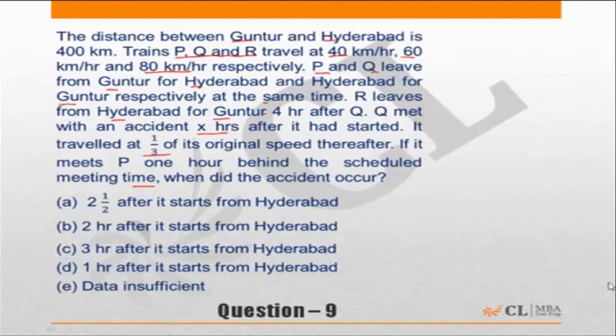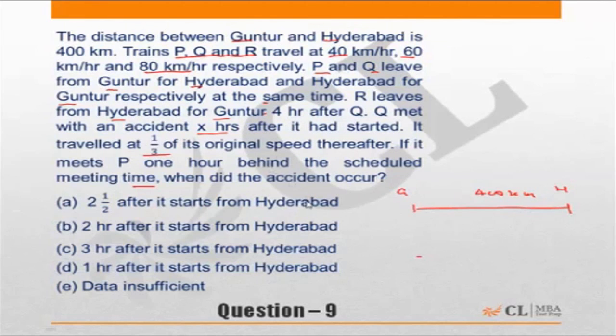Wow, huge amount of data. Let's draw a figure to understand the question. The question tells us that the distance between Guntur and Hyderabad is 400 kilometers. Trains P, Q, R travel at 40, 60, 80. P and Q leave from Guntur for Hyderabad and Hyderabad for Guntur respectively.